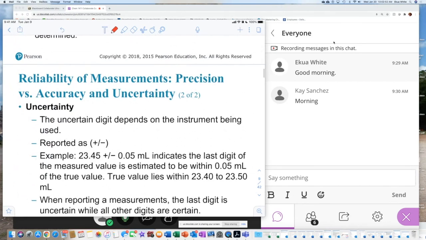So when we look at precision and accuracy, the next thing we're going to be looking at is the term uncertainty. So what exactly is uncertainty? Uncertainty has to do with the level of trust. You're thinking, wow, this is science.